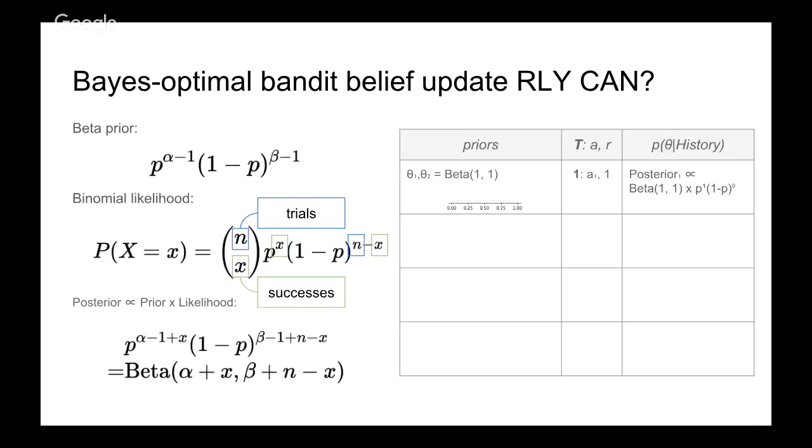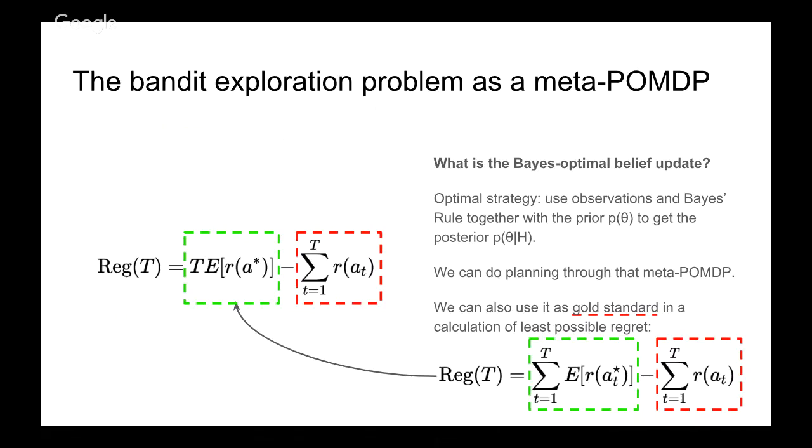Anyway, it can be used as the gold standard in the calculation of a bound on the regret, the least possible regret. If it's doable and you do these calculations, and you use the Bayes optimal belief update reward on the right hand side in the little red square here, then you will get a lower bound on possible regret that other algorithms shouldn't be able to improve. That's the best possible thing.